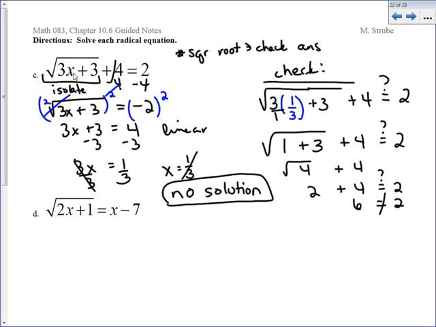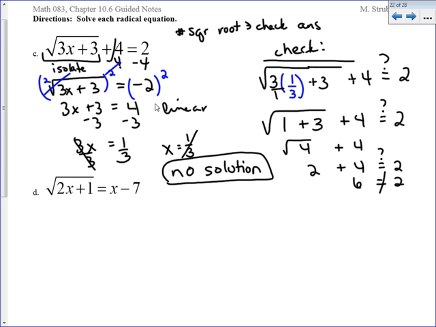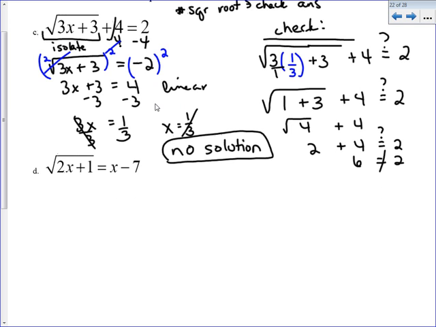And the reason being, if you go back to this step, we can't take the square root of something and have it equal a negative value. The square root of any number is not going to be negative. That's why that happens. So if you check and it doesn't work, you don't get the same value, unless you've done something wrong. That's the other possibility. So you did something wrong, but we're going to say no solution.